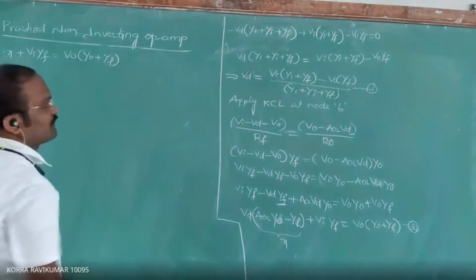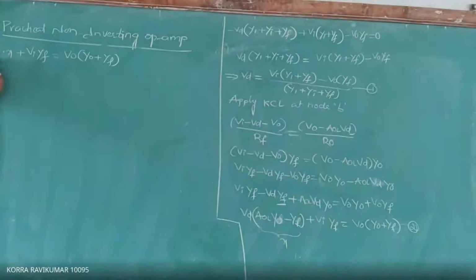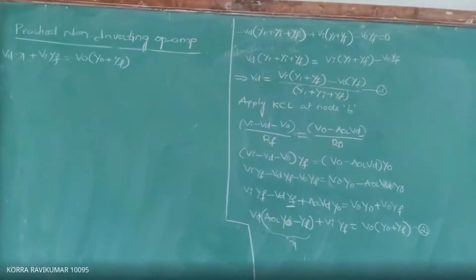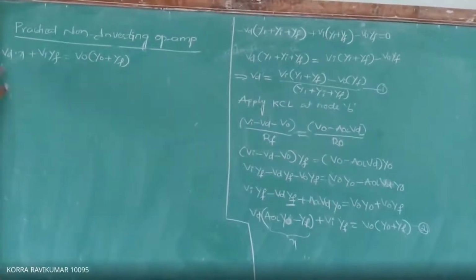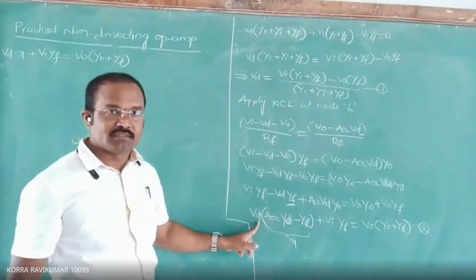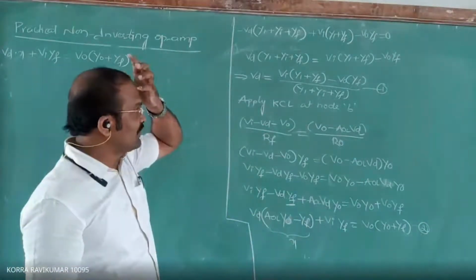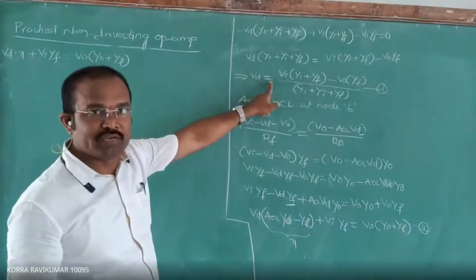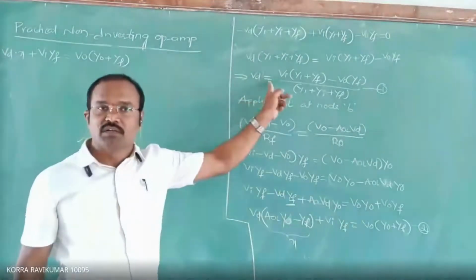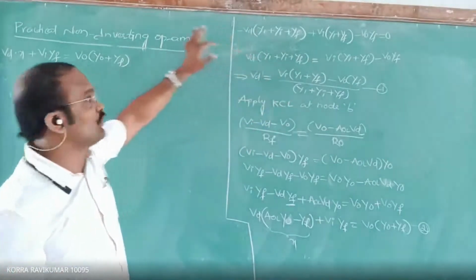This is the simplified equation. In this, there is a term VD. In the first term of equation 2, there is a letter VD, variable VD. From equation 1, we have the value of VD. Substitute this VD value in this equation.